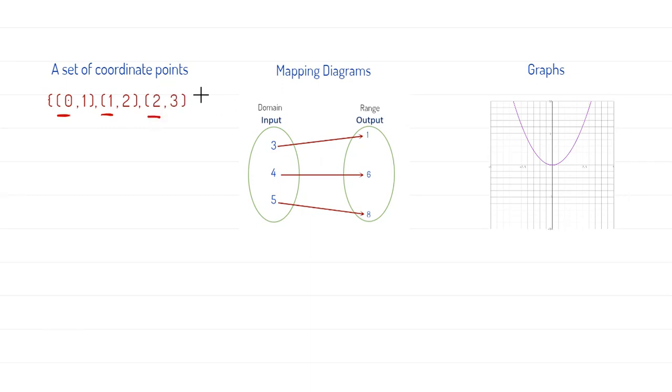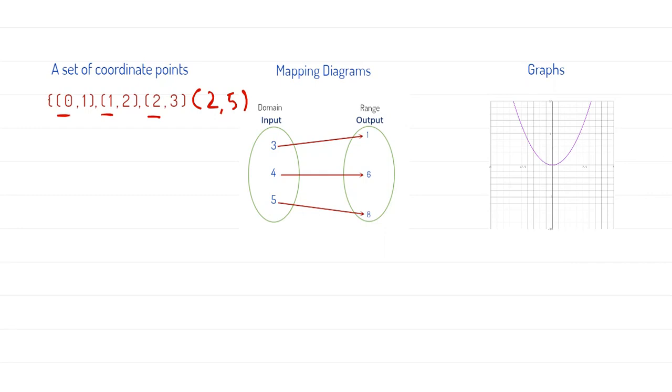Now, if I had put something in here like 2, comma 5, if you notice, now we've got 2 inputs that are equal to 2, but they give us 2 different outputs. That's not a function. That's a relation, but that's not a function. That violates the idea that every single input gives me only one output.